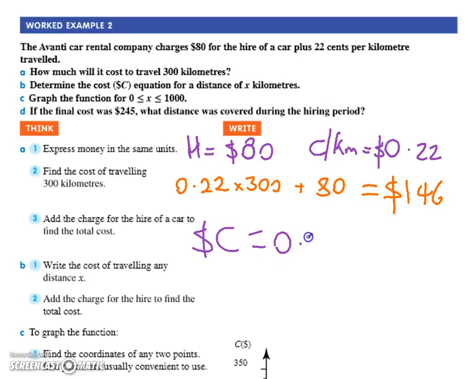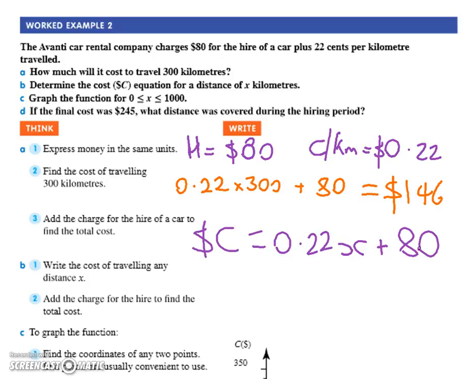So you got 0.22 times X. Same as when we travelled 300 kilometres, we did 0.22 times 300. But now we're travelling X kilometres. Then what do we do? One more thing. Plus 80. You got the plus 80 bit last time on the first half. Okay, we add the 80 because that is the hiring charge. Does that make sense?